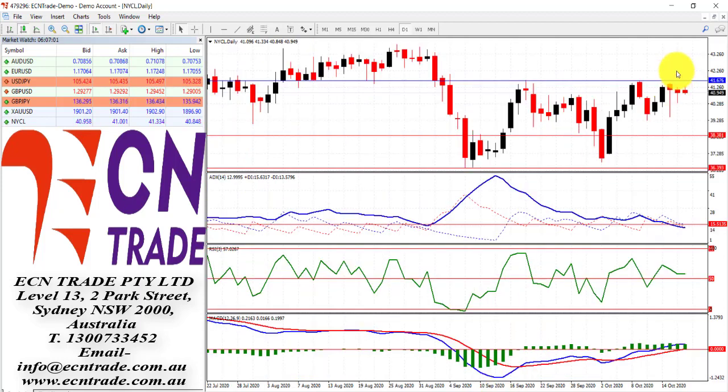And wrapping up with oil, the resistance is still holding at $41.80. Until we get a break of that level, we could still see a move towards the bottom side of the range, which is around the $38.50 area also.